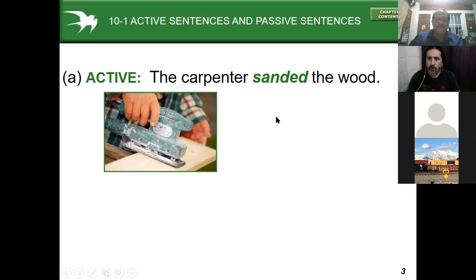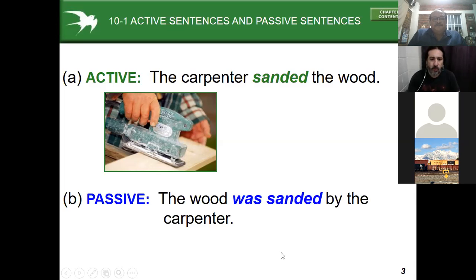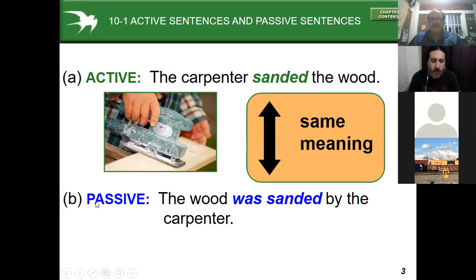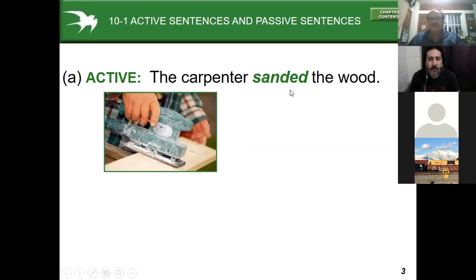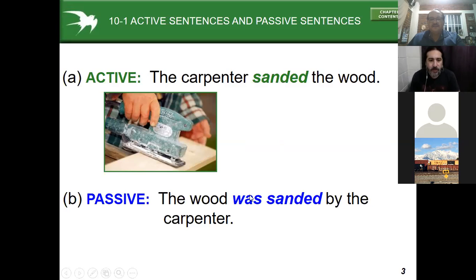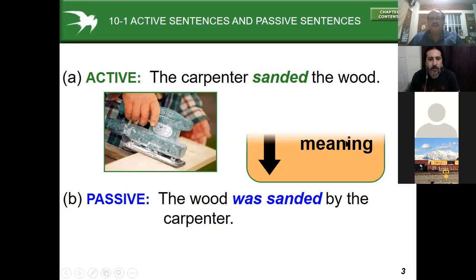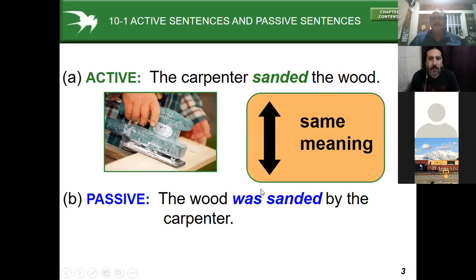Now let's see the next one. The passive form is: the wood was sanded by the carpenter. Can you see the difference? Sanded is past tense, and then we have "was". Remember, in the previous case we used "is being", present progressive. In this case it's simple past, so we use the past tense of be. You can see that they have the same meaning in a different form.